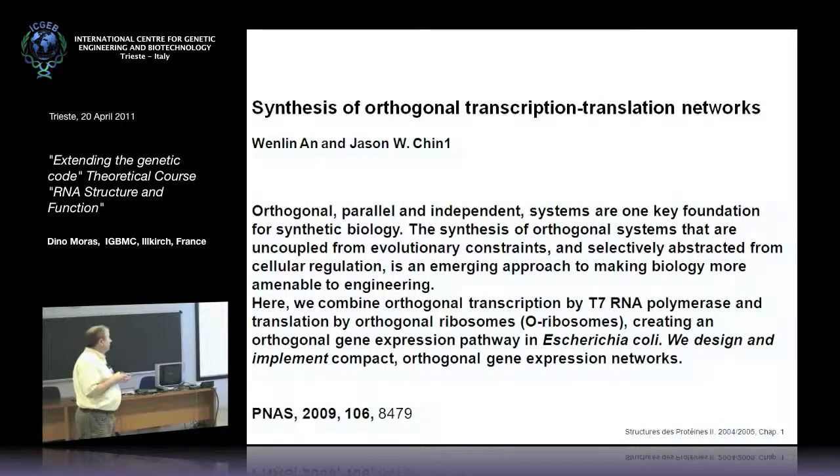So you need an orthogonal system. For that, you need a parallel independent system. They combine the orthogonal transcription efficiency of T7 polymerase and translation by orthogonal ribosomes. Of course, if you want an independent system, I told you: tRNA, synthetase, ribosome. Then you have the complete system; if you embed that in the cell, you have something you can control.